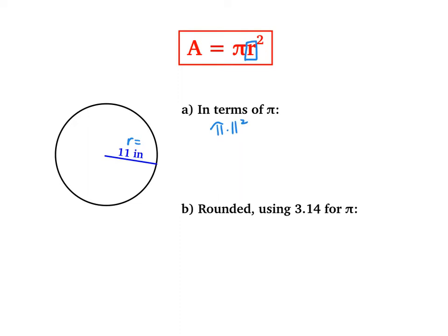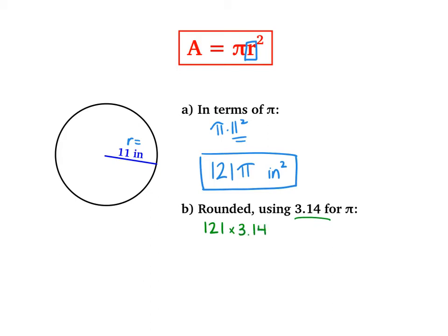Now remember, there's two ways to write your answer. The first would be in terms of pi, which is you only worrying about the other numbers and not the actual pi involved. So 11 squared would be 121. So my in terms of pi answer would be 121 pi, and then inches squared for units on area. In terms of pi, you should still see that pi symbol in there, and you don't actually multiply those two numbers together. Now, if it wanted me to round and actually use 3.14, I would take that answer and do 121 times 3.14, actually multiplying it out by pi for the first time.